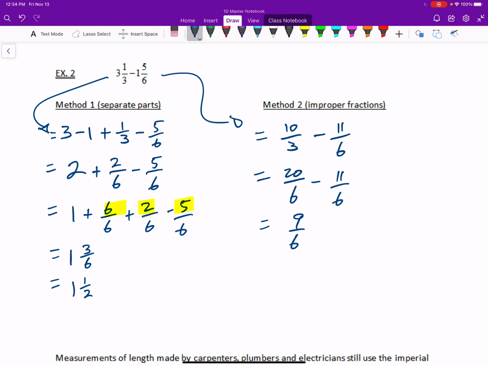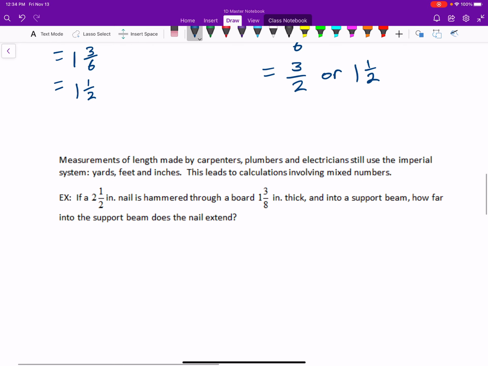And again, I should always reduce. I know that 3 goes into the top and the bottom, so I can divide the top by 3, I get 3. Divide the bottom by 3, I get 2. And again, I could change it back into a mixed fraction. 2 goes into 3 once with 1 left over, so that goes in the numerator. And if you compare this to method 1, I got the same answer. So either way works in this case.